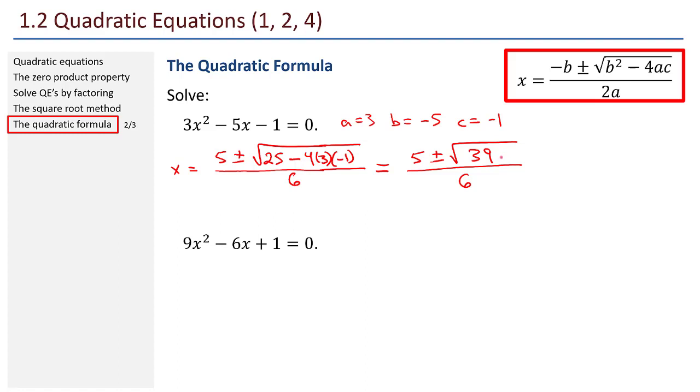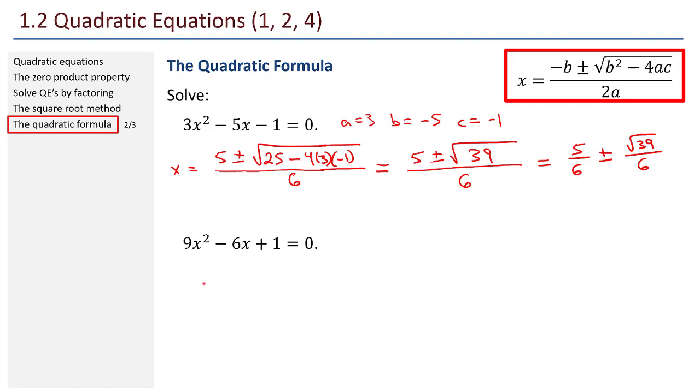Now, 39 does not factor or simplify in any nice way. The square root of 39 just stays the square root of 39. So I can leave this as my solution. How about 5/6 plus or minus the square root of 39 over 6? There we go. And I'll just leave it like that. That's good.